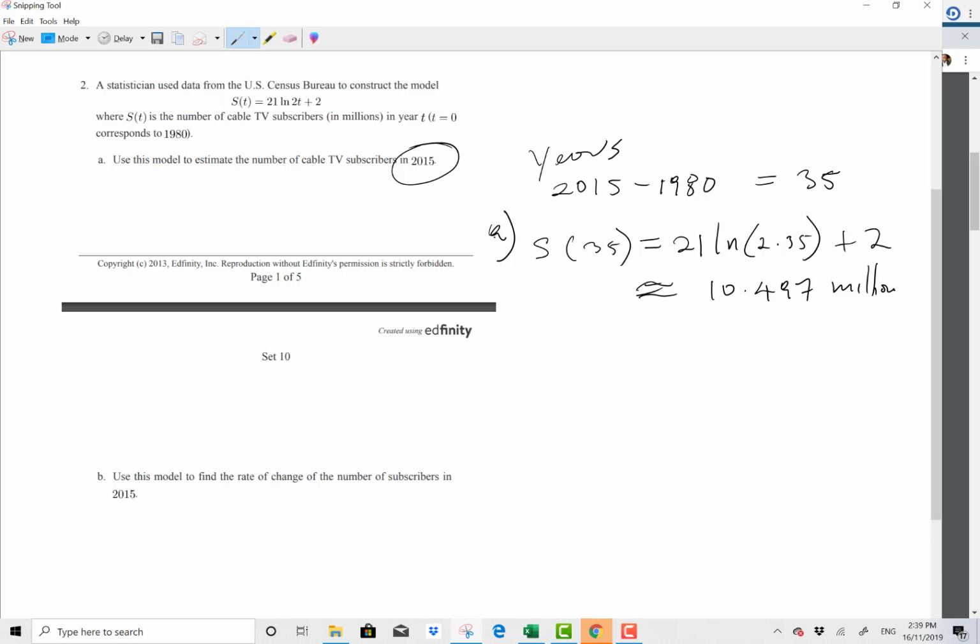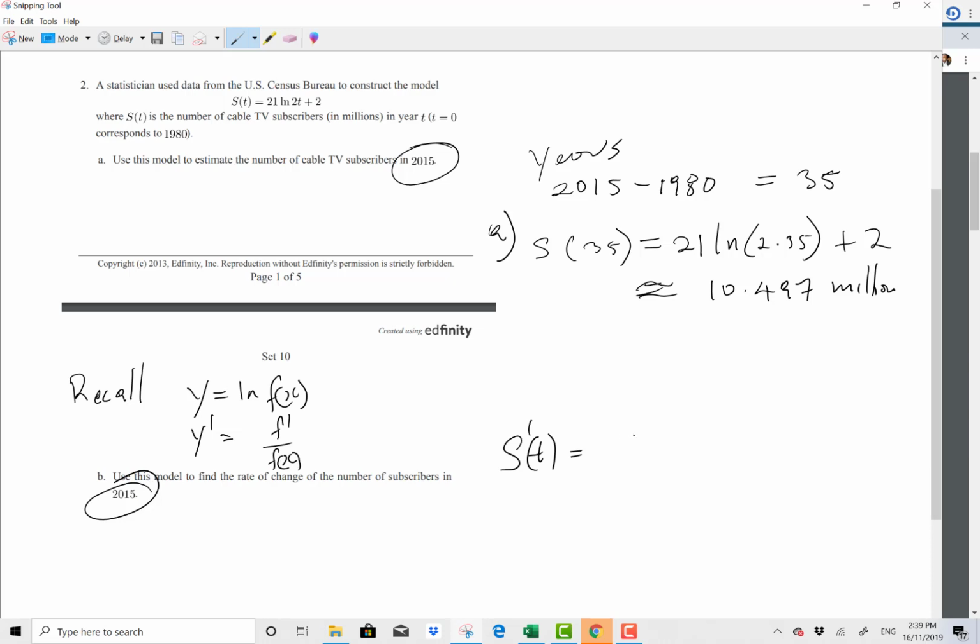Now part B is simply asking us to use the model to find the rate of change of the number of subscribers in 2015. So first we need to find the derivative. So S prime of t is simply going to be to differentiate ln. Just a quick recall if you don't remember: if I have y equal to ln f(x), to differentiate ln, y prime is going to simply be f prime divided by f(x).